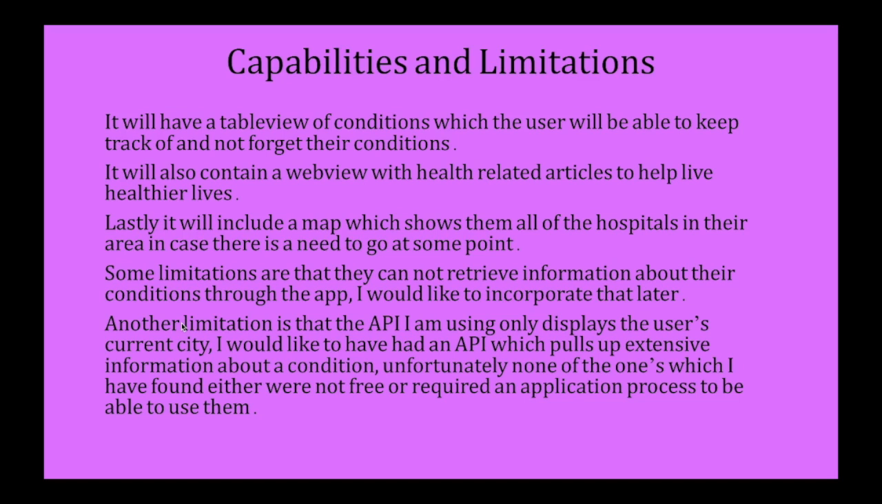So I'm basically just reiterating the points which I made earlier when I was showing the MVC and the class diagram. Now, some of the limitations are that they cannot retrieve information about their conditions through the app, so they put in the information themselves. I would later like to incorporate that. I actually attempted to do this through APIs, and that's another limitation which I ran into. There are so many APIs out there which would have been useful, and I would like to have used one which pulls up extensive information about a condition. Unfortunately, none of the ones which I found suitable were free, or they required an application process to get a key, basically, which I could not do.